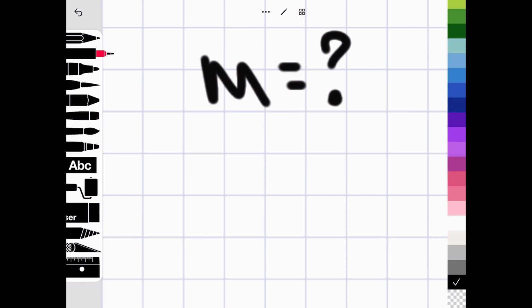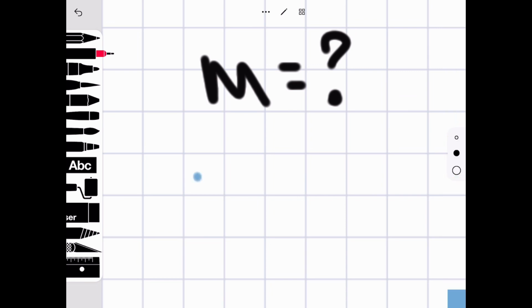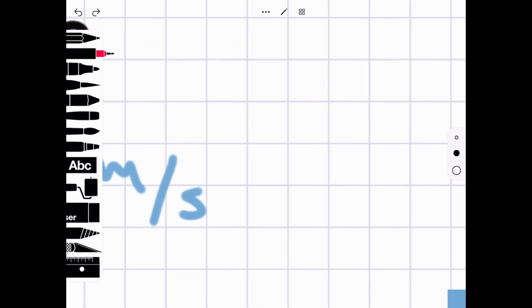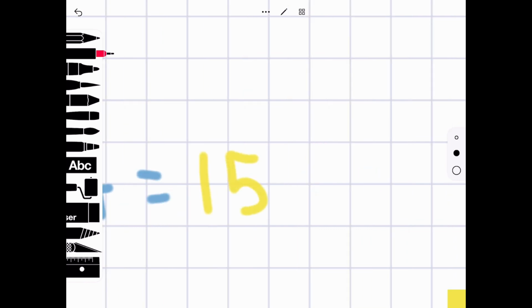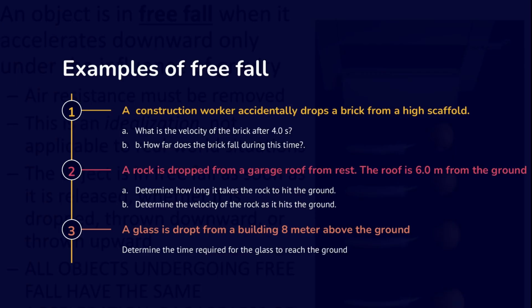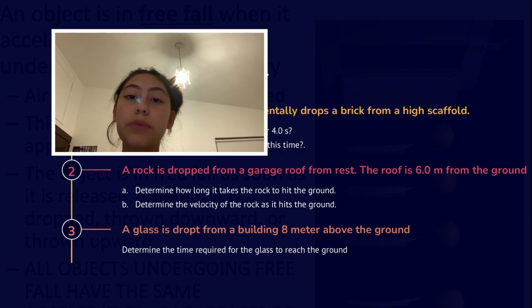And then for the question B, we need to know the distance over the 4 seconds. So what we do is that we multiply 39.2 meters divided by seconds, multiplied by 4 because we have 4 seconds, and that is equal to 156.9 meters. Those are the two answers for the first one.